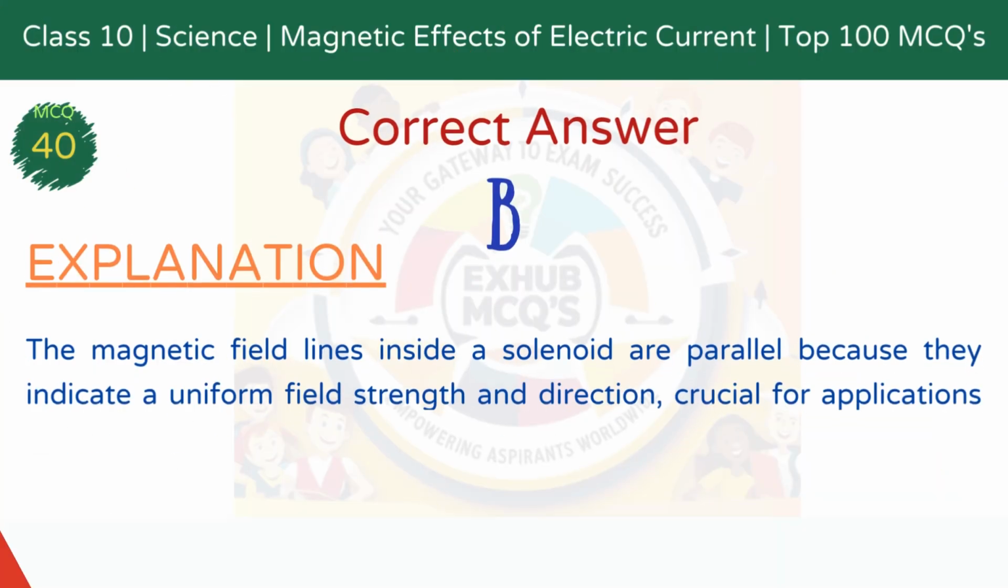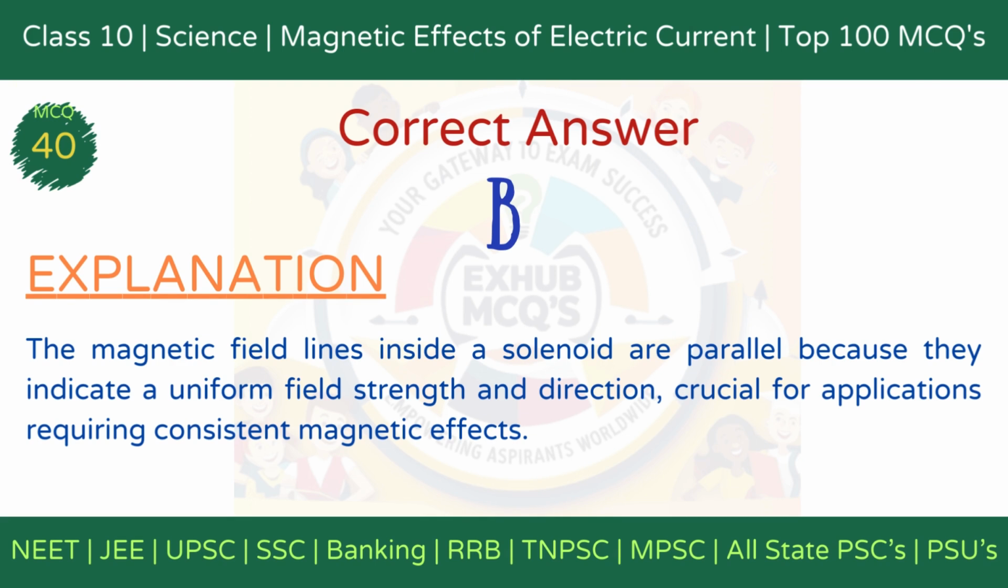The correct answer is option B, to create a uniform field. Explanation: the magnetic field lines inside a solenoid are parallel because they indicate a uniform field strength and direction, crucial for applications requiring consistent magnetic effects.